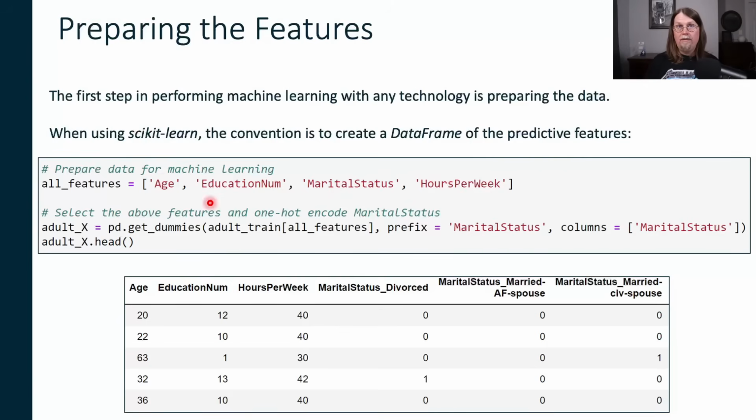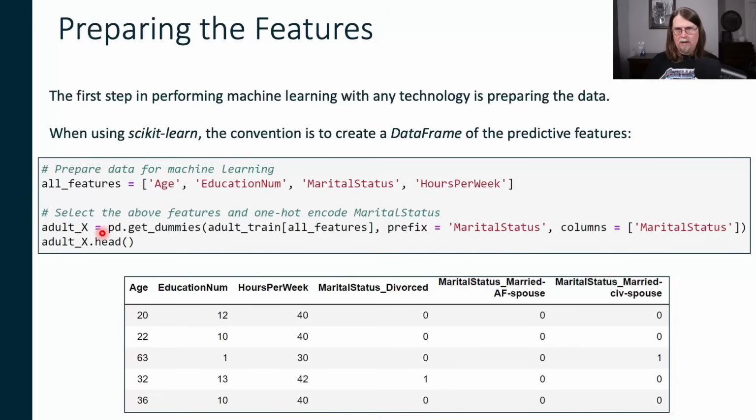Of all of these features, marital status is categorical. It's the only one that we're treating as categorical, so we need to one-hot encode it. Here is my code. I'm taking my adult trained data set and subsetting it to only these 4 features. Of these 4 features, I'm saying one-hot encode marital status and prefix it with marital status. Notice I have to put this in a list, even though it's a single item. That's just the way the function was written in pandas.